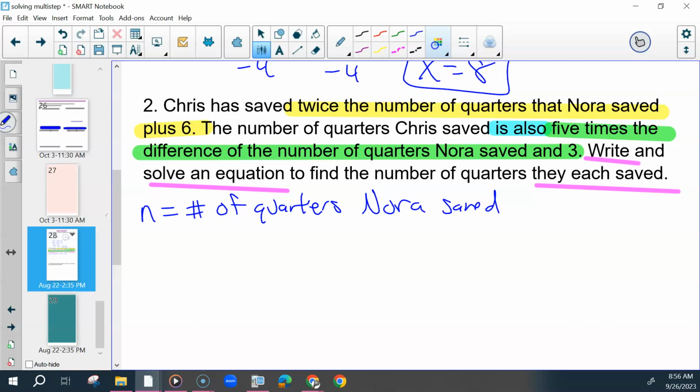And then how could we say that he saved twice the number of quarters that Nora saved plus 6? 2n plus 6. That's for Chris. Right, so this is Chris's expression based on Nora's quarters. How could we say "is also"? Equals 5 times the difference of the number of quarters Nora saved and 3. How would we write that part?